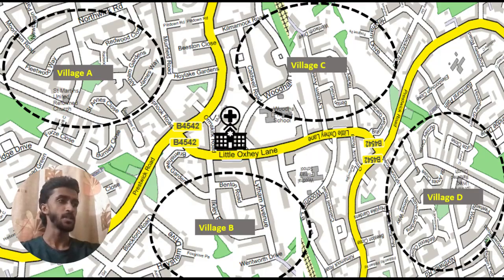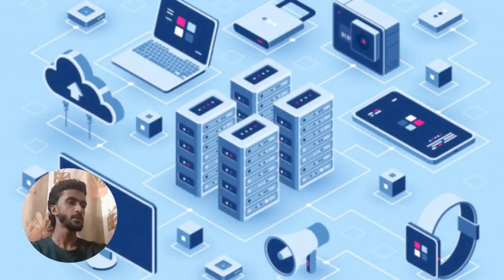People come from many villages to one hospital. We want to find the shortest route from each village to this hospital. And another example is the company server. Many computers send data to one main server. We want to find the shortest path from each computer to the server. That's called the single destination shortest path problem.